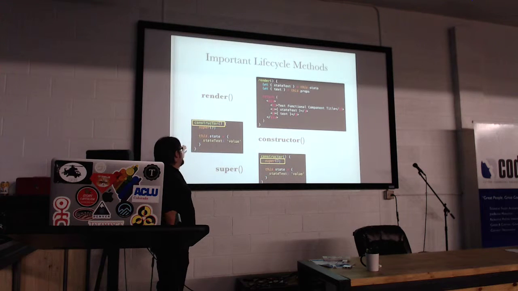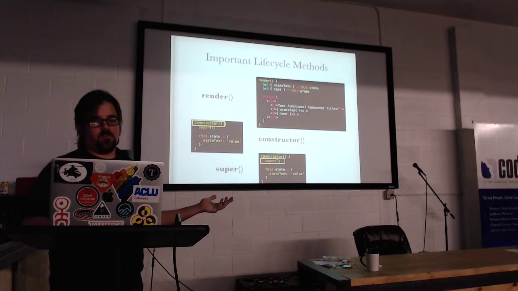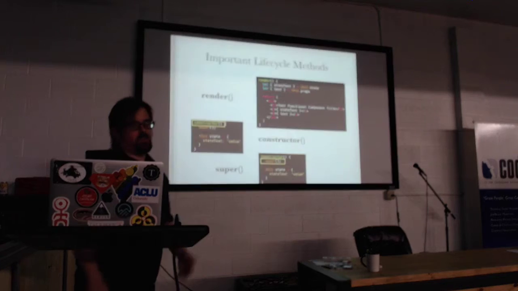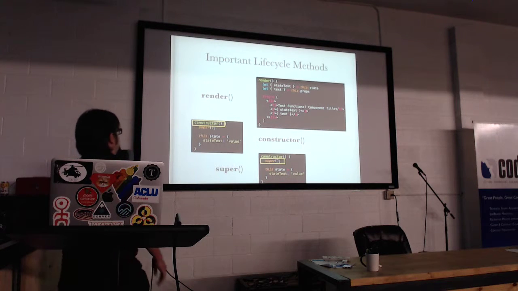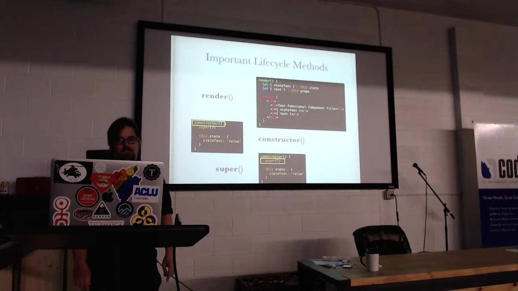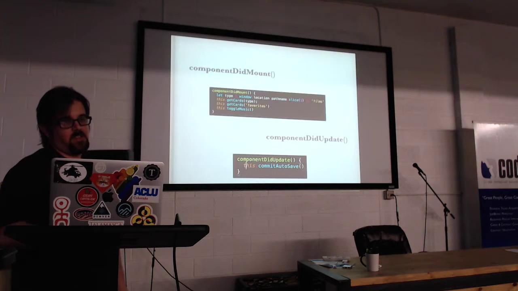There's the constructor of the function, which again constructs your component. This fires once at the beginning of the mounting. Once your component is constructed, it doesn't need to do that again. You can just continuously call render. And then super, which pulls the parent methods from the parent object.